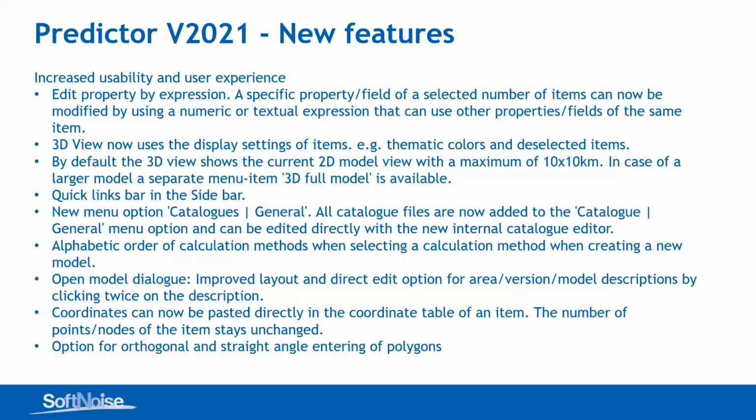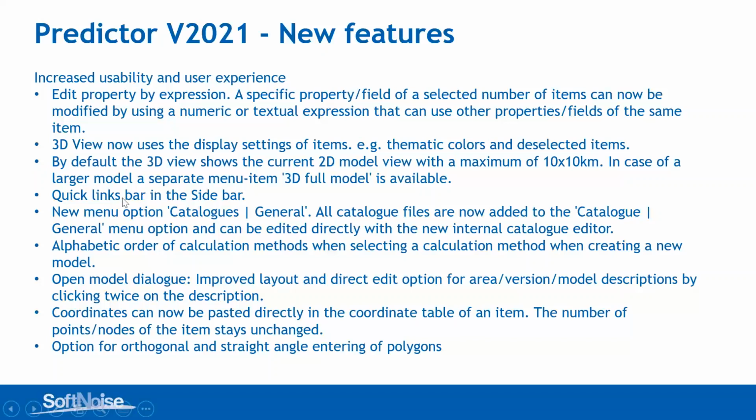In the 3D view. What's also, I think, convenient is that by default, the 3D view now shows the current 2D model. That means if you have a big European noise map model, you can zoom in on that model and then select the 3D view, and then you only see the 3D view of that part. And that speeds up the performance of the 3D view, of course, because the 3D view doesn't need to show everything. Now only the zoomed in part is shown as a 3D view.